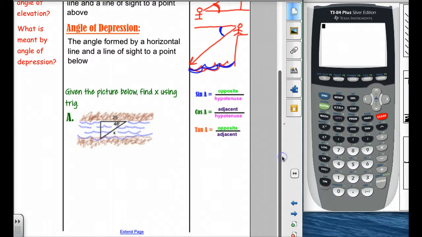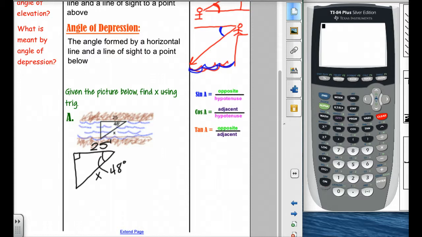So we have here, given the picture below, find x using trigonometry. I'm going to enlarge what you see. I see this right triangle where this here is 48 degrees and this is 25 feet. And I want to know this, which is basically saying, taking into account the current of the river, if I travel in this path, how far am I going to travel to get across the river to the other shore?